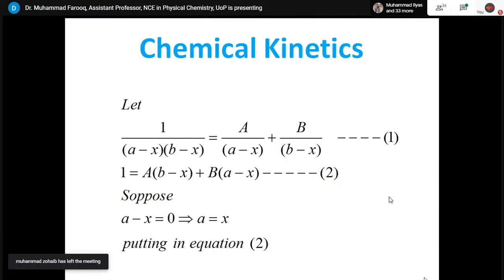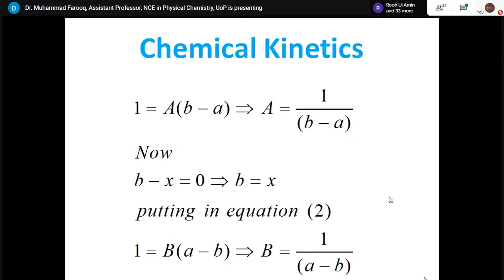Yes, sir. Okay. Now suppose a minus x is equal to 0. If a minus x is equal to 0, then a will be equal to x. This is clear? Yes, sir. Now put it in equation 2. If you put a minus x equal to 0 in equation 2, the b term will become 0. So 1 is equal to a into (b minus a), because x is equal to a. So we can write a is equal to 1 over (b minus a). This clear or not? Very simple.